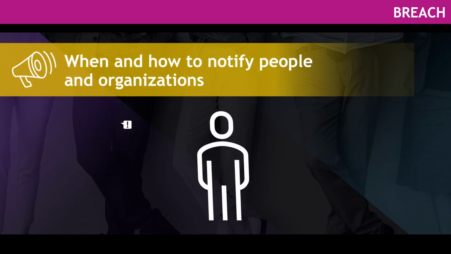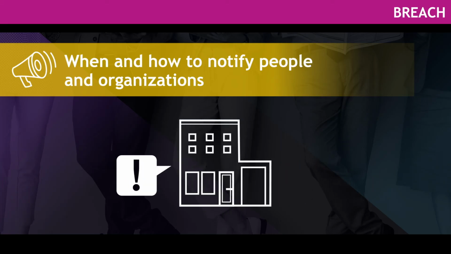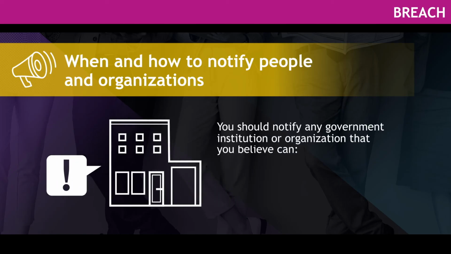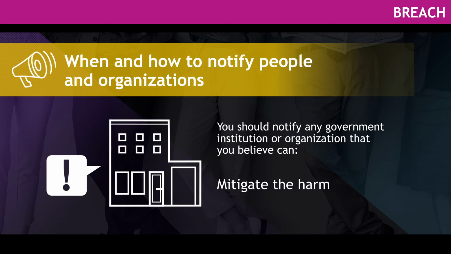Now that we've looked into notifying all the people affected by a breach of security safeguards, we'll look at notifying other organizations. You should notify any government institution or organization that you believe can reduce the risk of harm that could result from the breach or mitigate the harm.